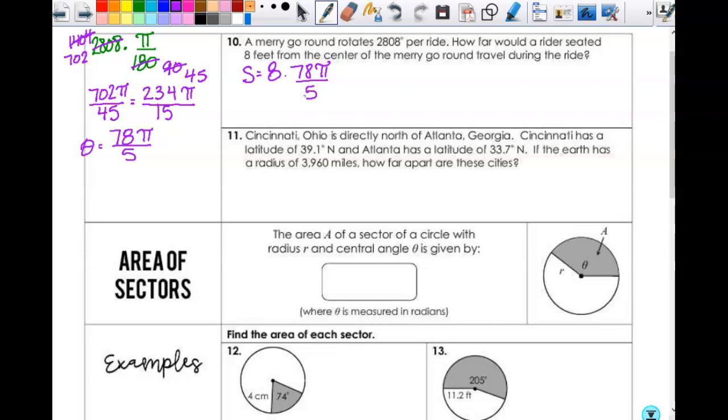So I need to multiply 8 times 78. You've got a couple of options there. I would probably do 8 times 80. What's 8 times 80? 640. But then I didn't really want 80 of these, right? I only wanted 78, so I've got to subtract 2 away. And that means that would leave me with 624 pi over 5. And what are my units here? Feet. What questions do you have?